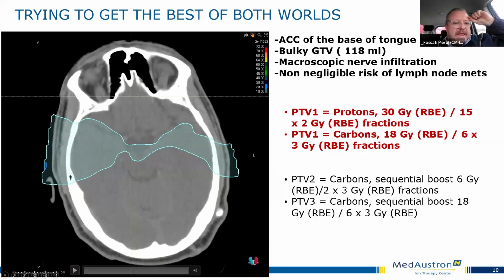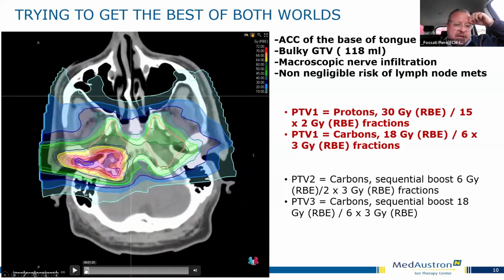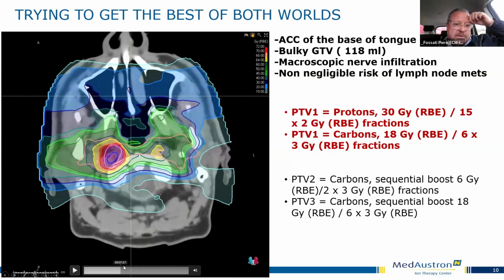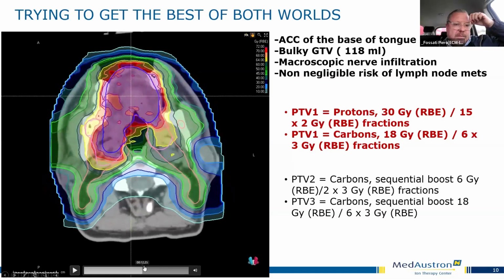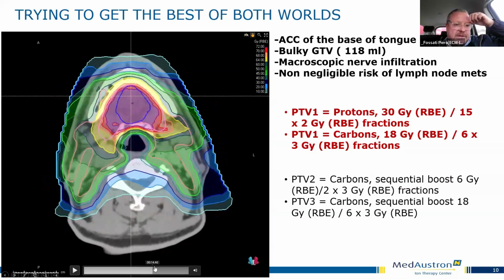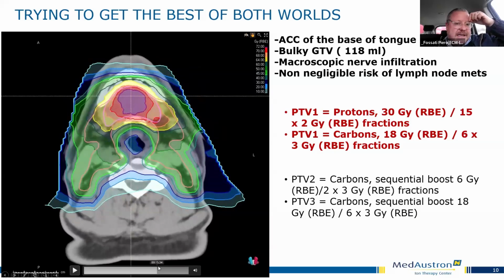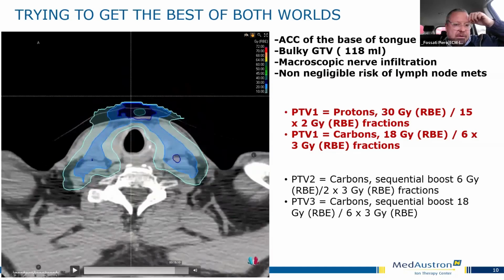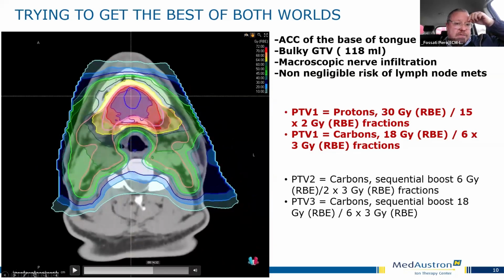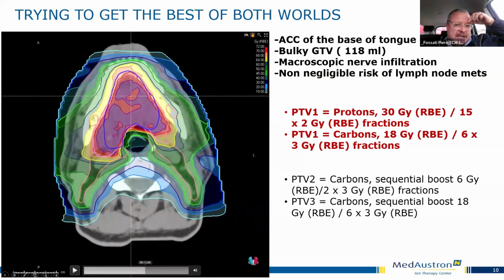So here we have this mixed approach in which we try to put more carbon ion dose. So here you see bulky disease that was in the skull base with macroscopic infiltration of the nerves, but also because of the bulky adenoid cystic of the base of tongue, we said we cannot possibly skip the bilateral node irradiation. And we were afraid to treat all this big volume with carbon, but we were also afraid to give only a boost to this bulky disease.